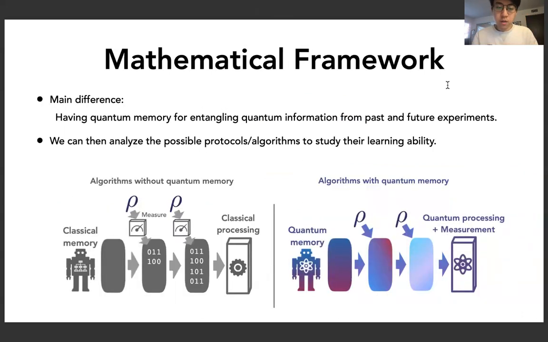So here is a more succinct description of the classical agent and the quantum agent, also referred to as algorithms without quantum memory and algorithms with quantum memory.